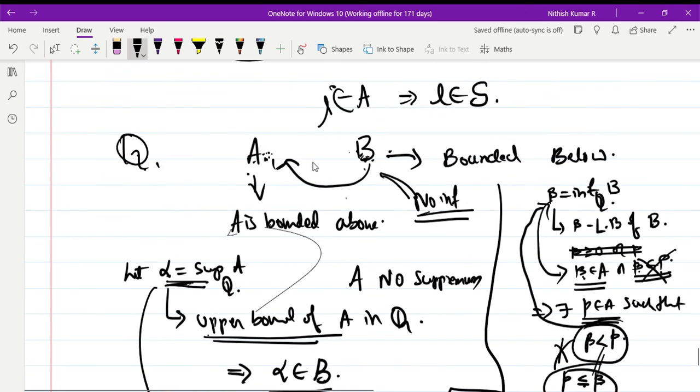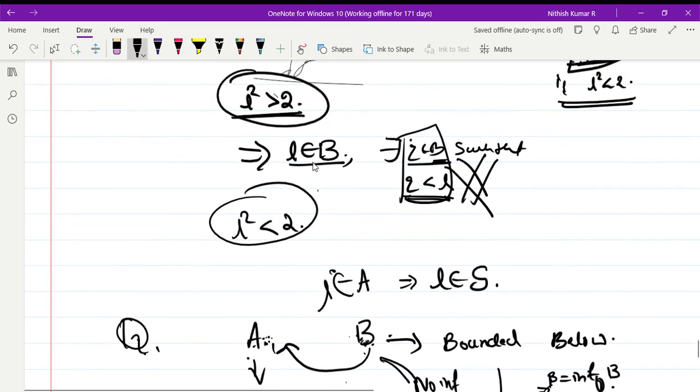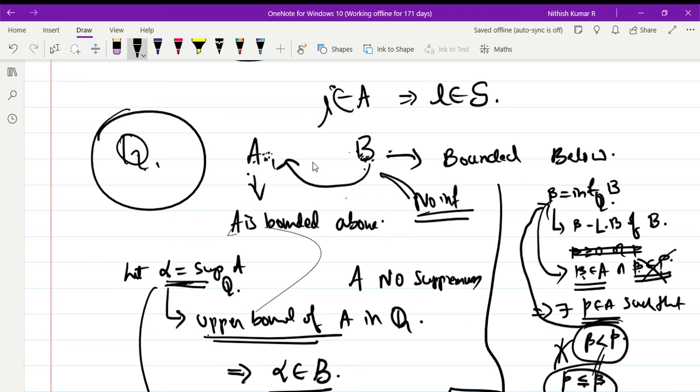Thus we got a set Q. In set Q, we got two sets A and B, such that A has upper bounds, B has lower bounds, but A has no supremum, B has no infimum. Therefore, a set which is bounded below need not always have an infimum. Similarly, a set bounded above need not always have a supremum. Thank you.